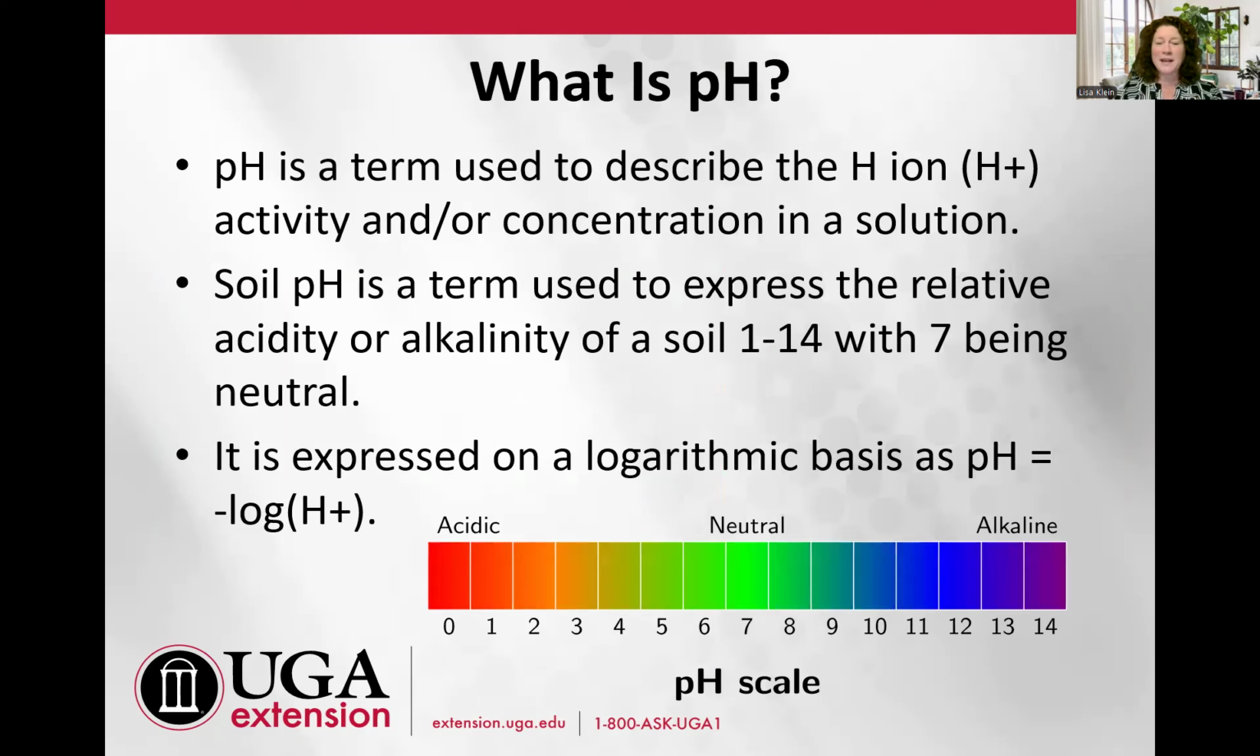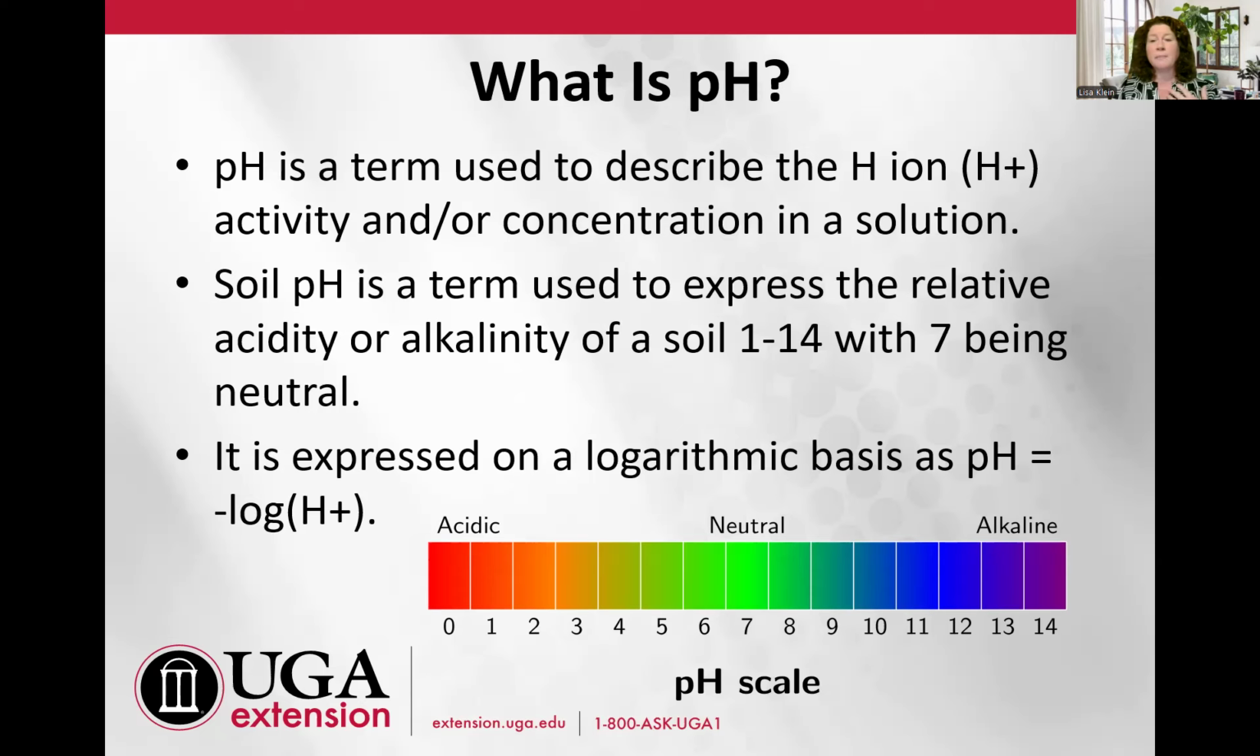And then here's pH. Long story short, it's important to know 7 is neutral. Most plants are going to be happy at 6.2 to 6.8. Some, like blueberries and azaleas, prefer a little bit more acidic, so a little further to the left. But generally speaking, it's going to be 6.2 to 6.8.